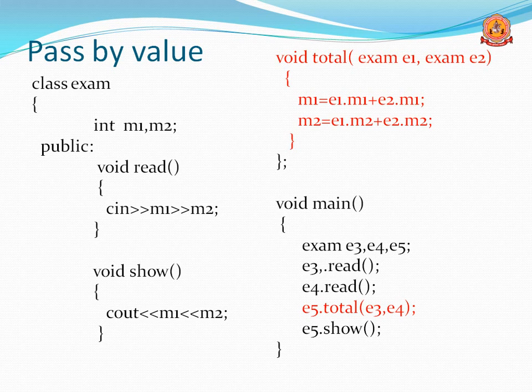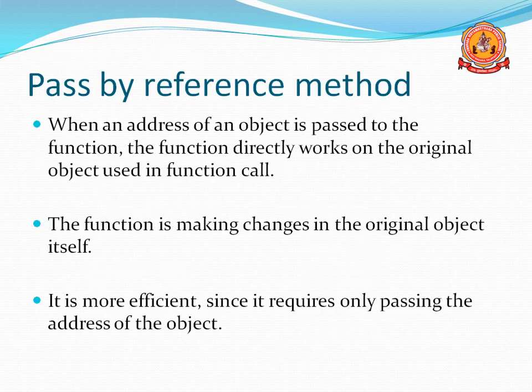So remember, I just showed the example of the total function and the total function call. So we passed two arguments. That argument is an object, and when we receive, we also use an object. Next one is the pass by reference method.